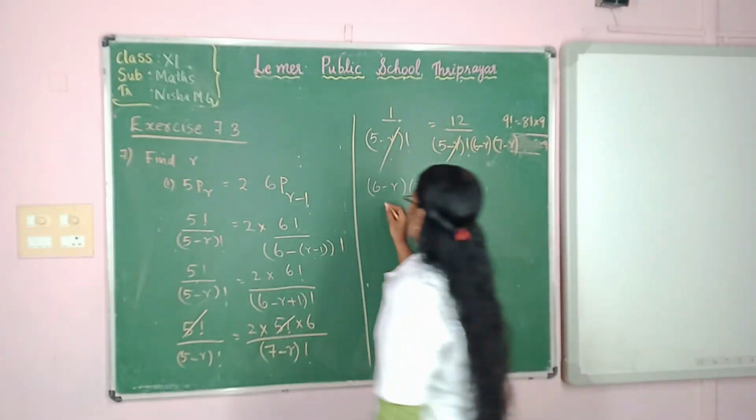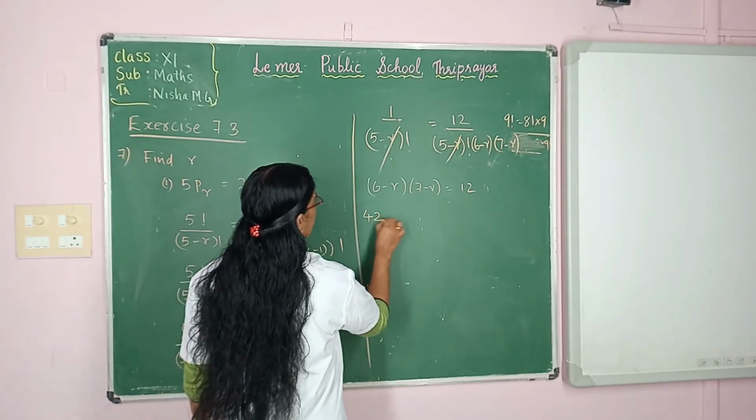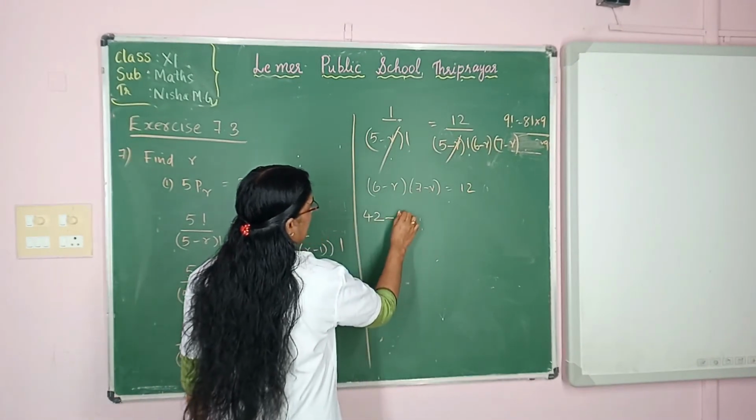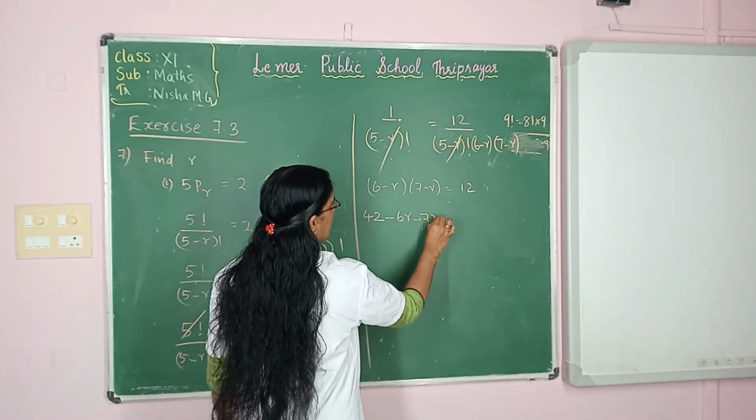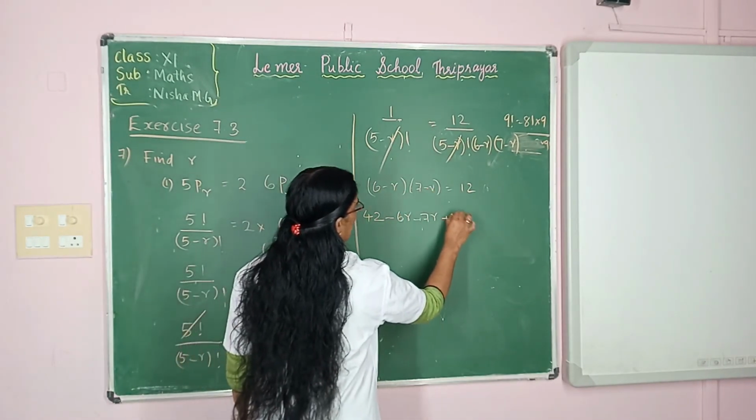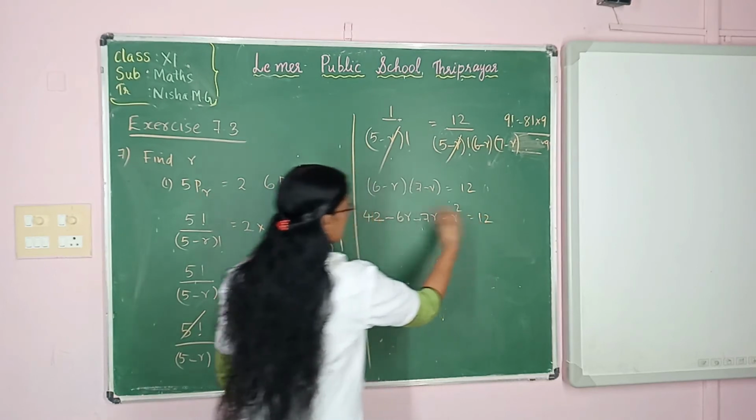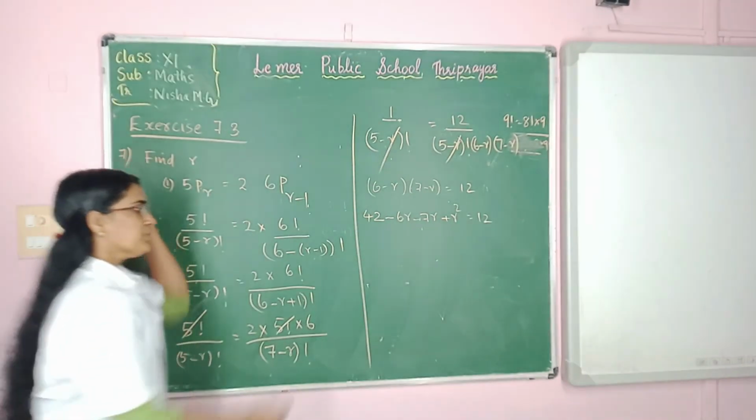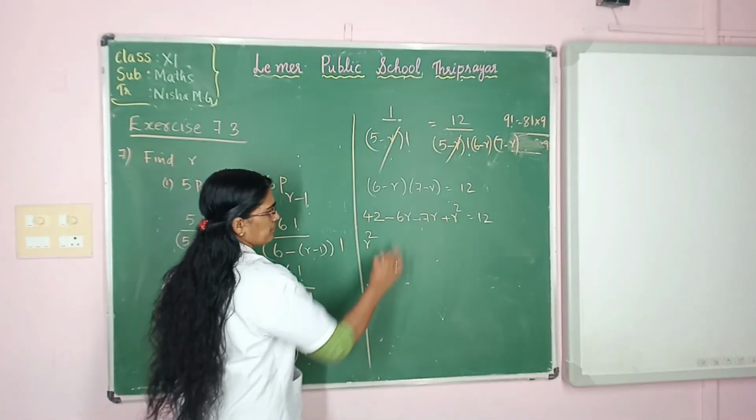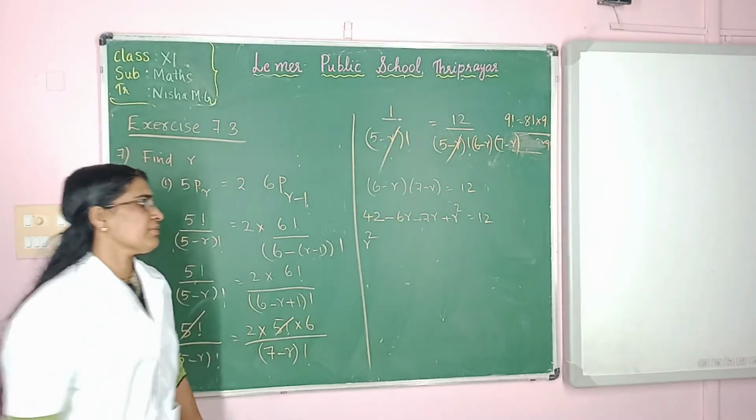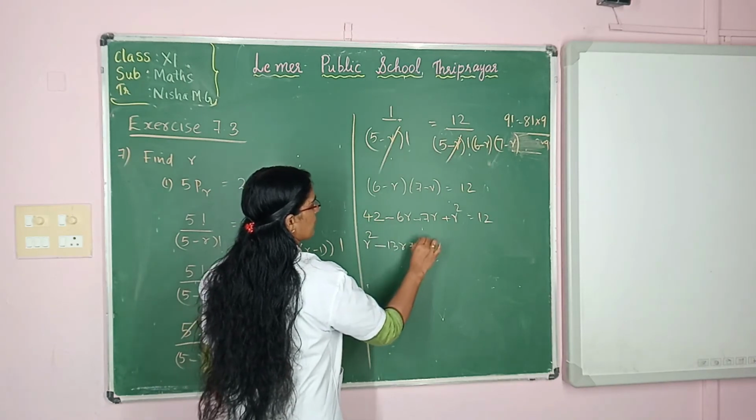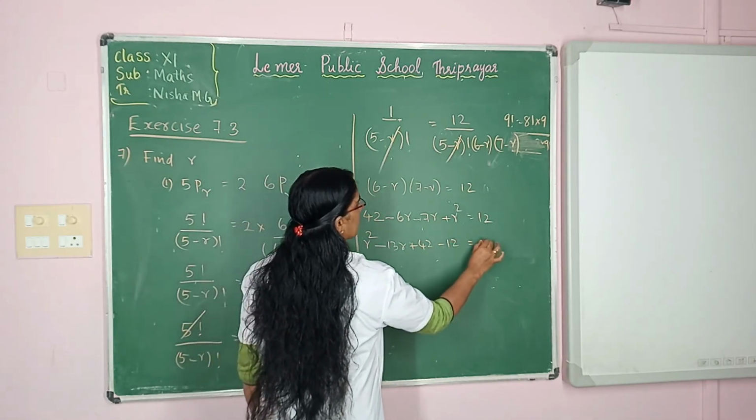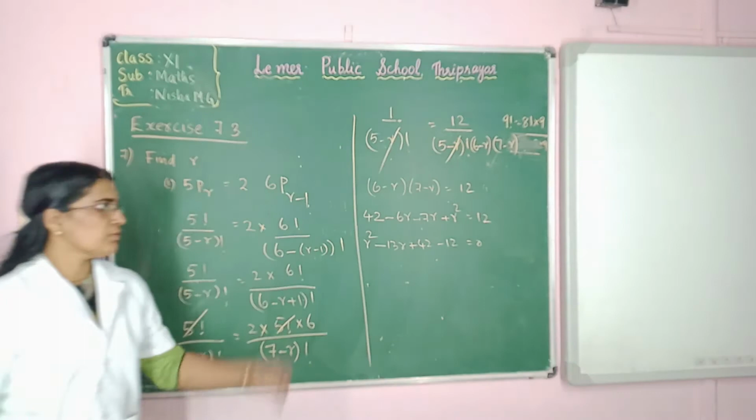Now open the bracket. 6 into 7, 42. 6 into minus r, minus 6r. Minus r into 7, minus 7r. Minus into minus plus, r square is equal to 12. Just to rearrange, r square first. Minus 6r, minus 7r, adding we have minus 13r. Plus 42 minus 12 is equal to 0. 12 to the left.